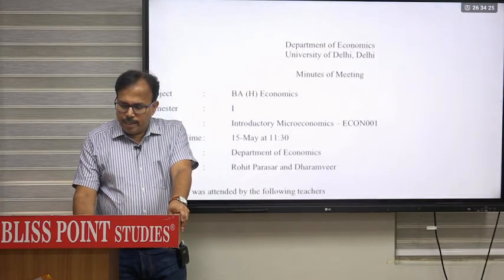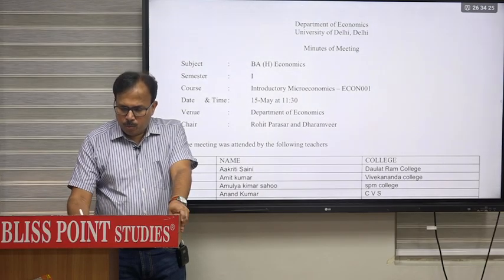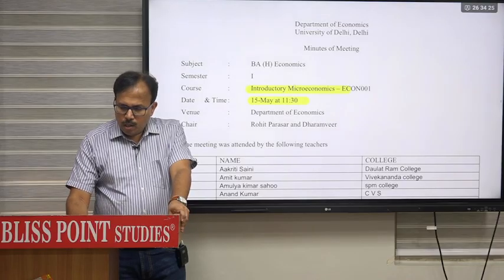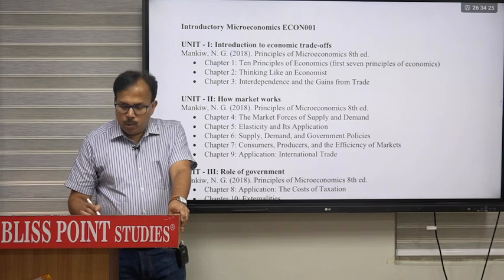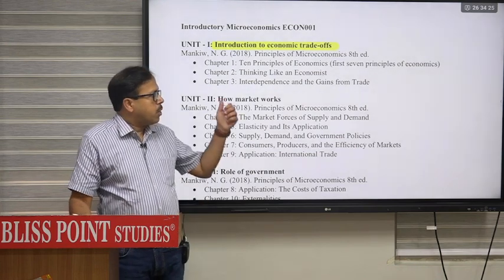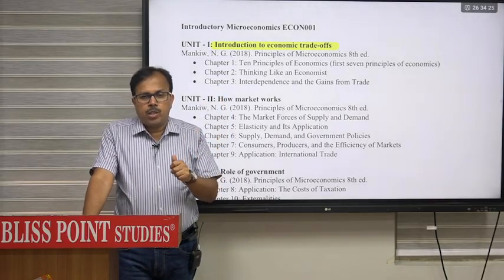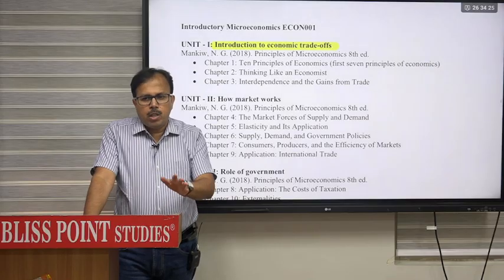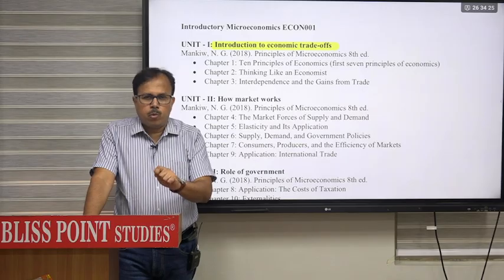So first is the content part. The content part of introductory micro is divided into 4 units. First of all, unit number 1 is Introduction to Economic Trade-off, and in that introductory unit there are 3 chapters, chapter number 1, 2 and 3 from Mankiw. So mainly you have to refer to the Mankiw book except for unit number 4.